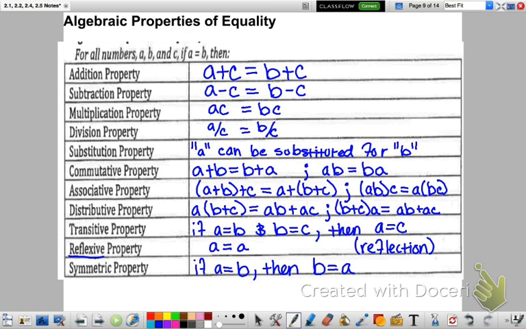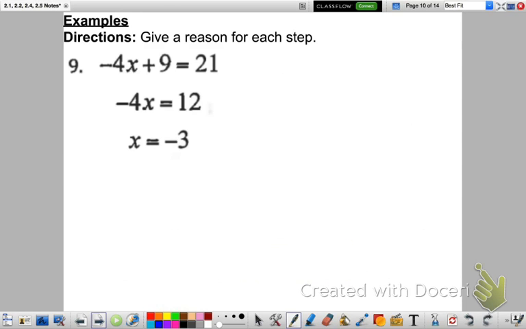Now, let's use these and build our way up to writing our own algebraic proof. We want to give a reason for each step. Okay, the very first thing we always want to do is write given, because we will always be given the problem.